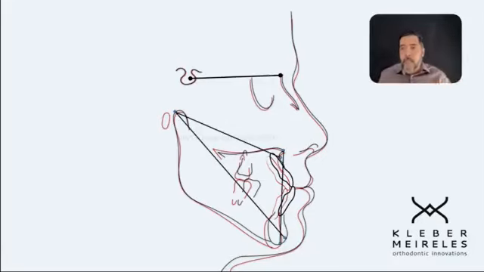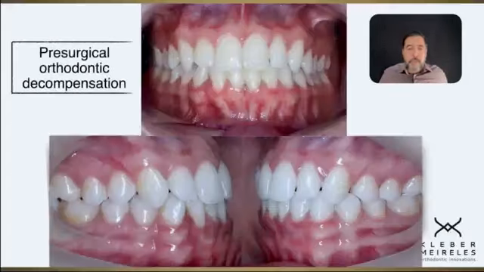But this is something that we know since McNamara told us that we have this relationship between maxilla and mandible, and we can change this by using the vertical component. So I'm basing my treatment on this topic, vertical component. Increasing or decreasing it will help me in many, many clinical situations, okay?